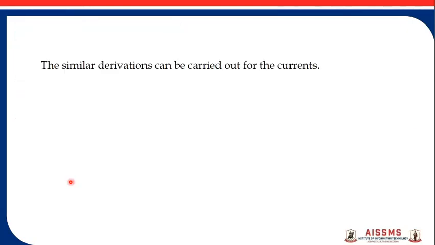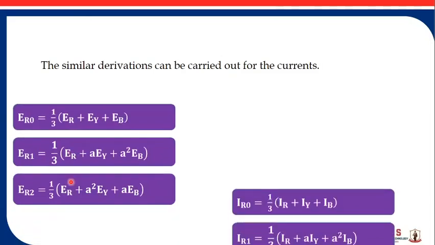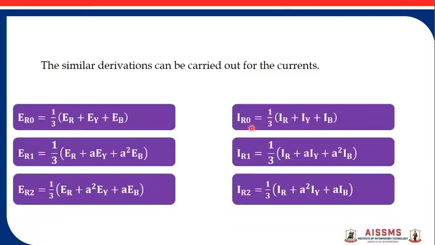The similar derivations can be carried out for the currents. So we can write the equation for current as I_R0 equal to 1 by 3 (I_R plus I_Y plus I_B), I_R1 equal to 1 by 3 (I_R plus a into I_Y plus a square I_B), and I_R2 equal to 1 by 3 (I_R plus a square into I_Y plus a into I_B). That is the equation for voltages, and the equation for current will be the same, only in these equations E represents the voltage, and in this equation I represents the current.